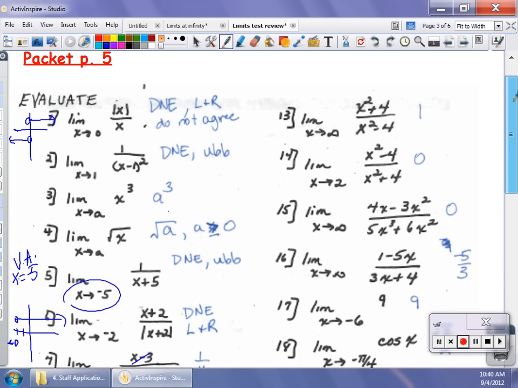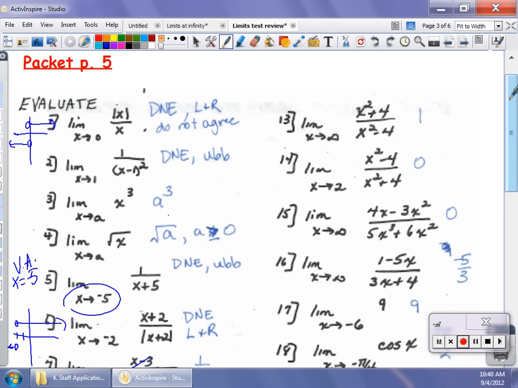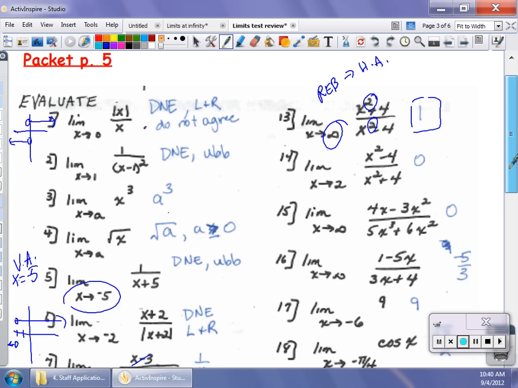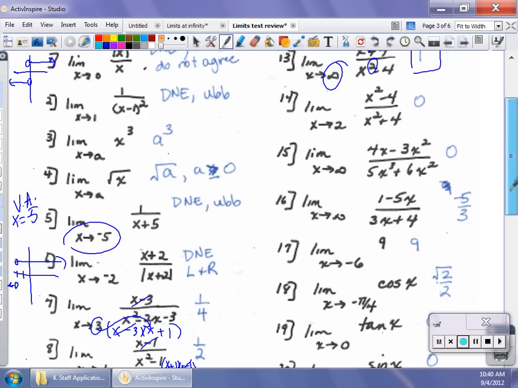Let's see, number 13, the limit as x approaches infinity. Remember, this is about right-hand behavior, so we think horizontal asymptote. The degree here in the numerator and denominator is the same. So we're going to get the quotient of the leading coefficients, which in this case is 1. Now remember, that only applies when we're approaching infinity. Number 14, the limit as x approaches 2, we're going to factor in the numerator, x plus 2 times x minus 2. The denominator does not factor.